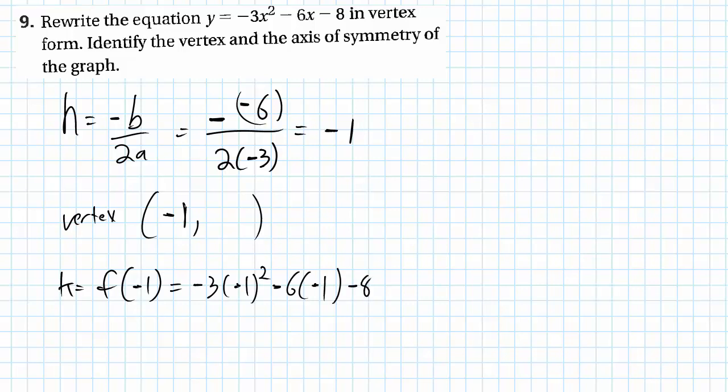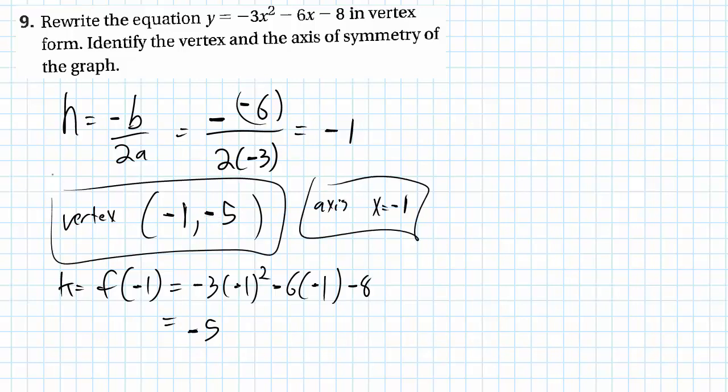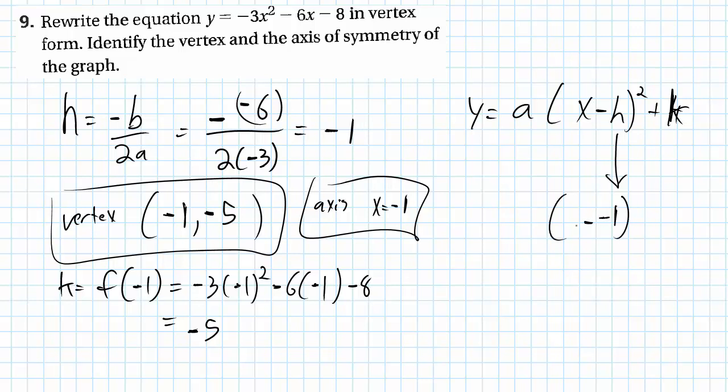Then to find the y coordinate of the vertex, which I call the k, I just evaluate the function at the x coordinate of the vertex. So the vertex is negative 1, comma negative 5. The axis is x equals negative 1. And we want to write that in vertex form. So we have the h by doing the negative b over 2a. We have the k by evaluating the function at h.